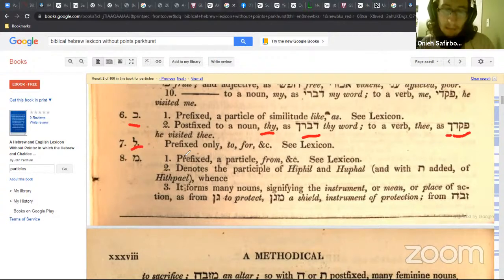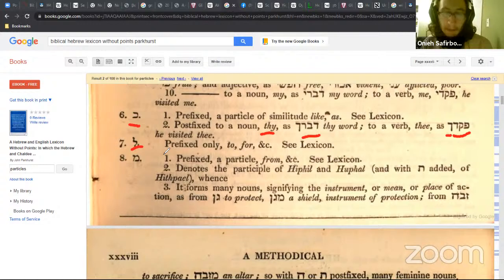Lamed can be added only at the beginning, and it means to, for, but like I said, it can also mean according to, or belonging to. So when you say Psalm of David, you are actually saying in Hebrew Psalm for David or Psalm to David, and what you're really saying is Psalm belonging to David, coming from him, but it's unto him. It's like dedicated to him in the sense that he's the one who wrote it.